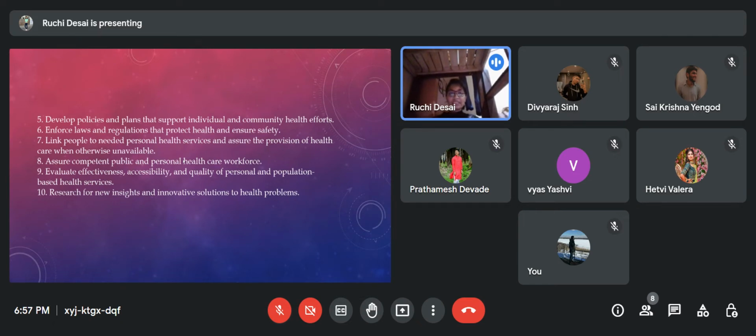Link people to needed personal health services and assure the provision of health care when otherwise unavailable. Next is to assure a competent public and personal healthcare workforce. Ninth is to evaluate the effectiveness, accessibility, and quality of personal and population-based health services. And last is to research for new insights and innovative solutions to health problems.